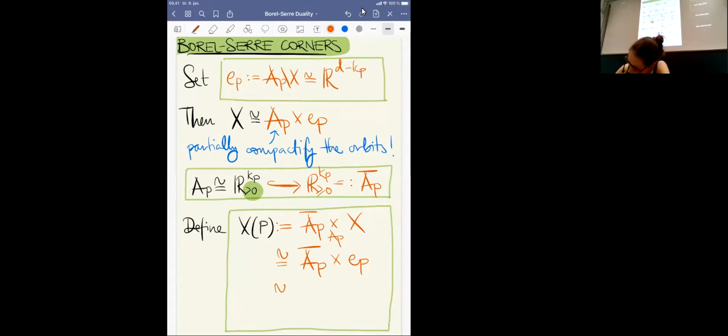This is what it looks like. It's this quadrant of dimension kP, in product with a Euclidean factor of dimension d minus kP. So you can picture it like this. We have this quadrant in Euclidean space and some Euclidean factor. So this is this corner structure.